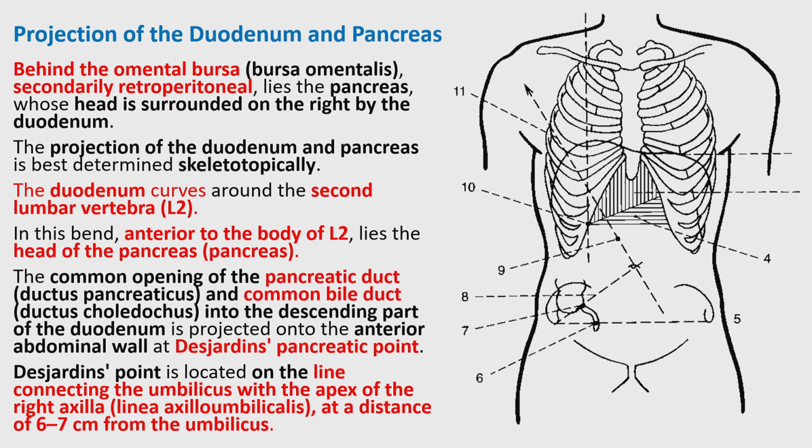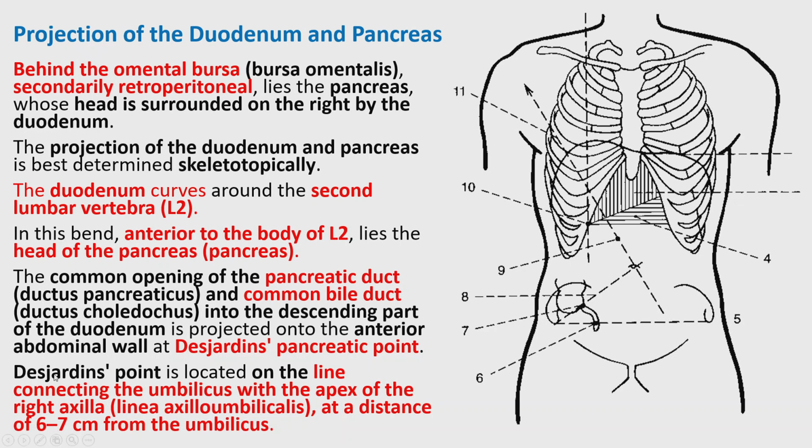Major duodenal papilla in the descending part of the duodenum: two structures open to the major duodenal papilla. This is a question, if you don't answer, definitely you will fail. Yes? The common bile duct and pancreatic duct open to the major duodenal papilla, or papilla of Vater.